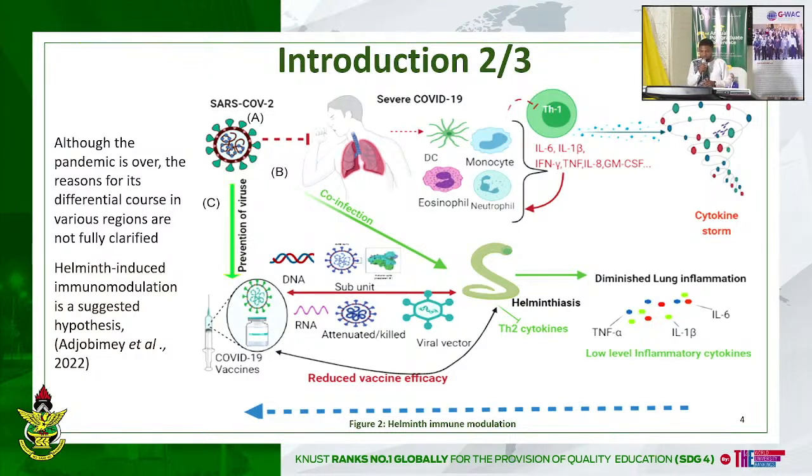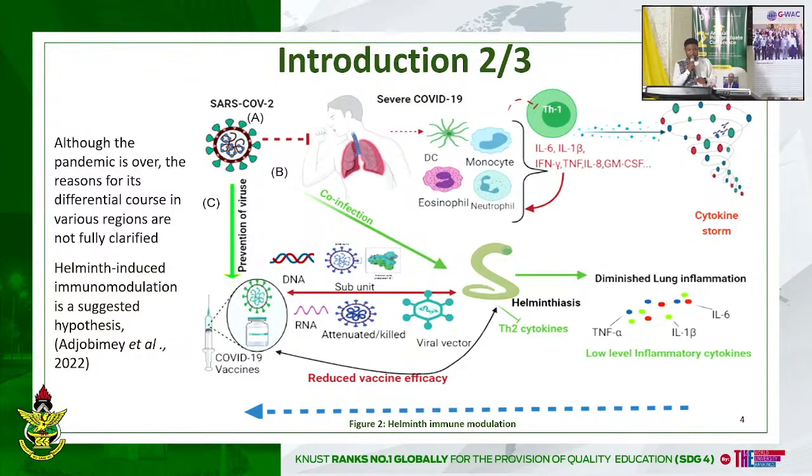My hypothesis is based on the fact that, looking at the pathogenesis of SARS-CoV-2, when a person is infected with SARS-CoV-2, the immune response triggered against the infection is basically type 1, which is more pro-inflammatory, leading to the cytokine storm. And it is this cytokine storm which is responsible for the disease severity. So controlling the severity of SARS-CoV-2 also comes down to controlling this cytokine storm.